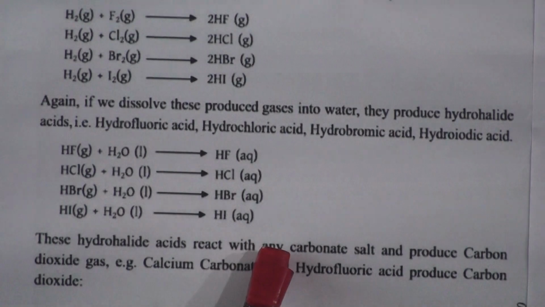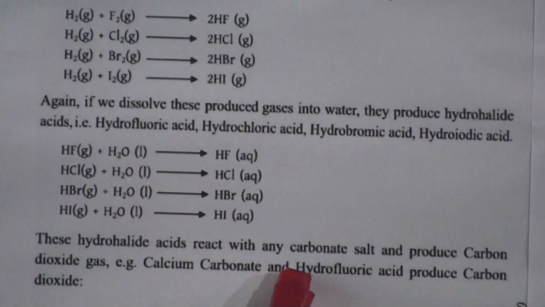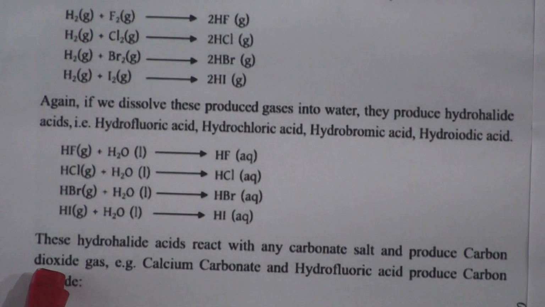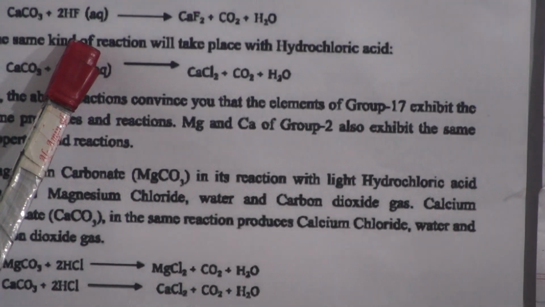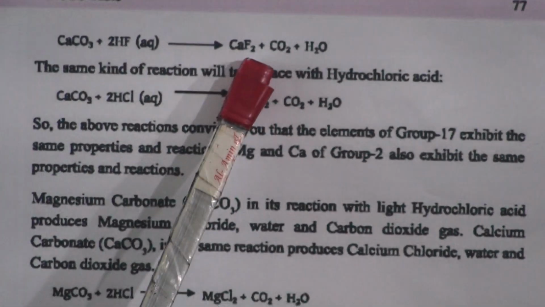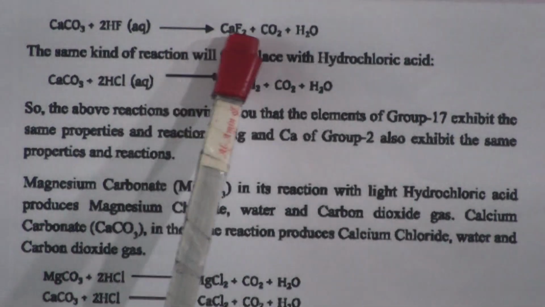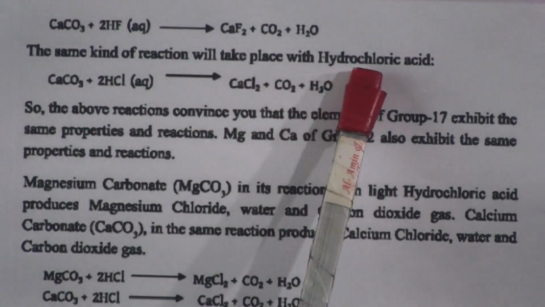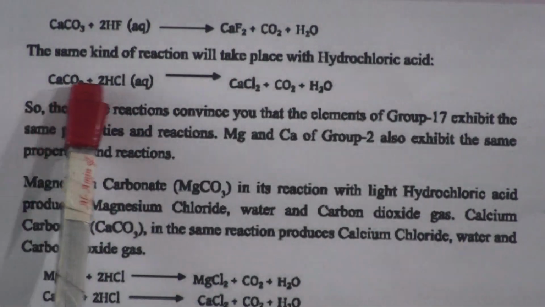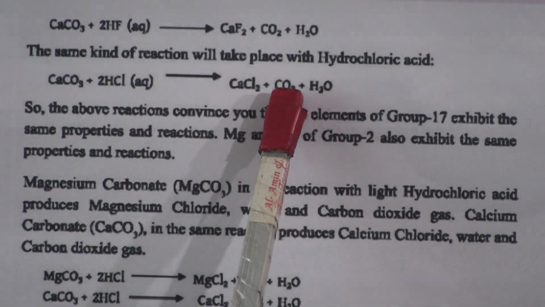And these hydrohalic acids react with any carbonate salt and produce carbon dioxide gas. Calcium carbonate and hydrofluoric acid produce carbon dioxide. This is the chemical reaction of calcium carbonate and hydrofluoric acid, and it forms calcium fluoride, then carbon dioxide and water. The same kind of reaction will take place with hydrochloric acid. Hydrochloric acid reacts with calcium carbonate and produces calcium chloride, carbon dioxide and water.